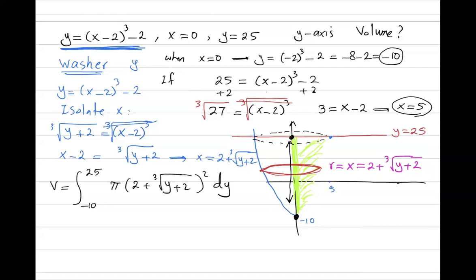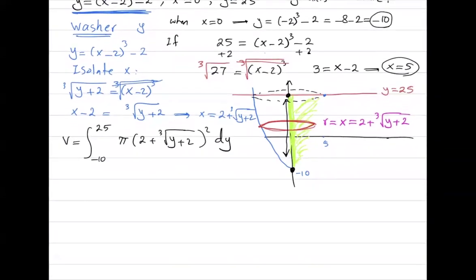Very good. Excellent. Okay, now we have a lot to do. You need to go back to algebra, simplify this guy as much as we can, and find the volume.